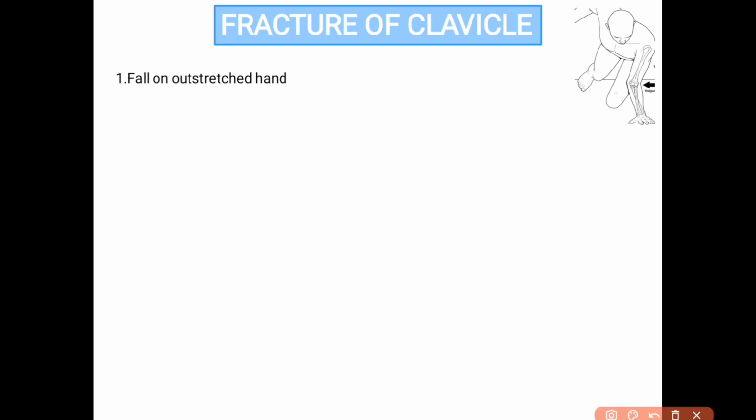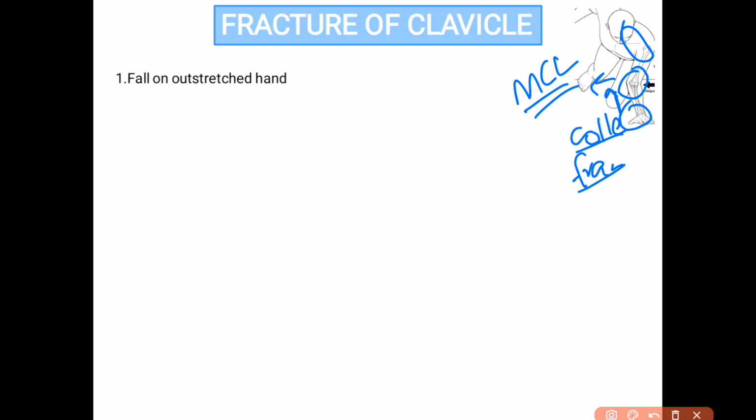As you can see in this picture, the person falls on an outstretched hand and the tension leads to the clavicle bone and causes the fracture of clavicle. Not only does it cause a fracture of clavicle, but in the arm it can also cause Colles fracture, and in the shoulder joint it can cause rupture of the MCL ligament, the medial collateral ligament.